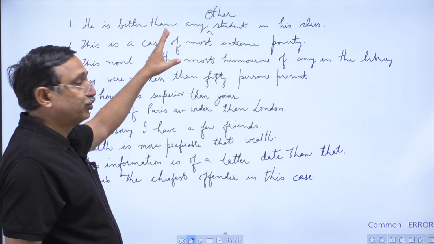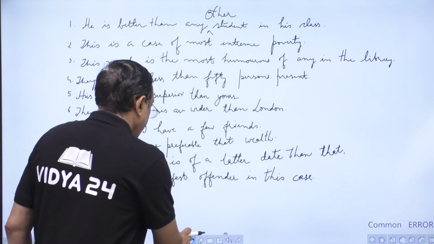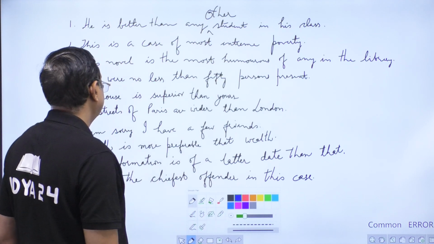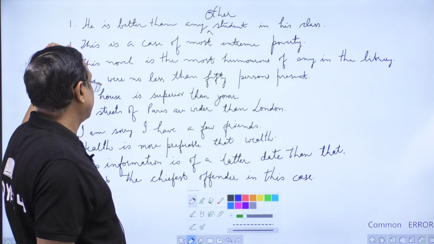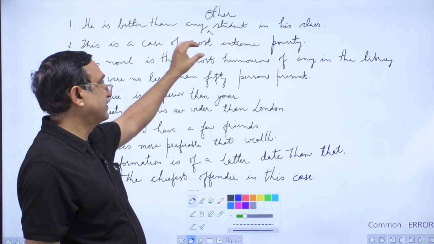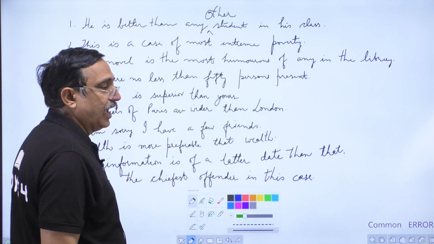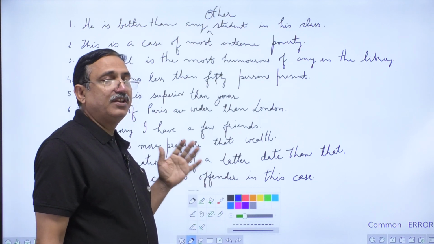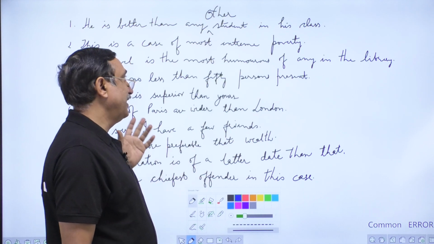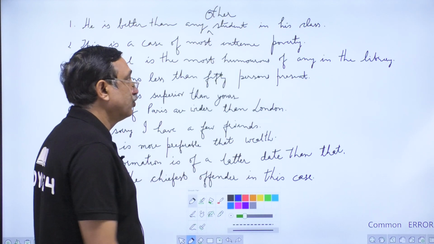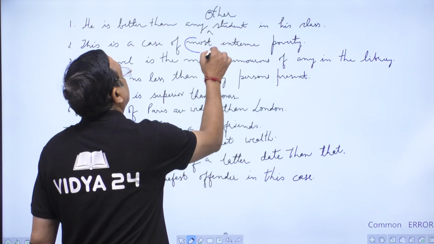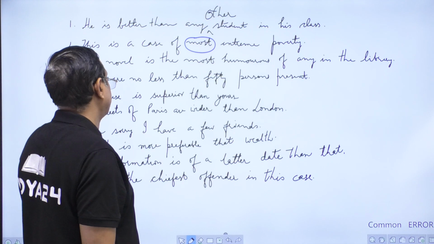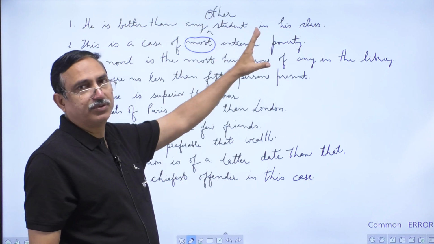So unless you put other here, it will not be correct. Let us take the second case. This is a case of most extreme poverty. I have just discussed that there are certain adjectives where degree of variation does not take place. For example, extreme. Extreme was one of the words. So most should not come here. So we have to delete the word most from this. This is a case of extreme poverty.